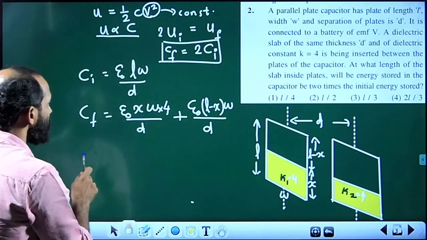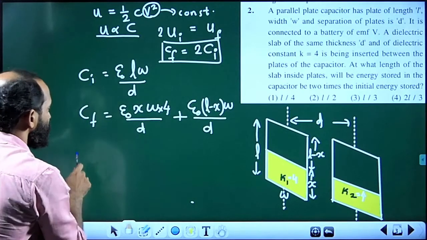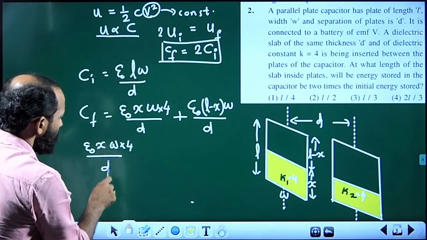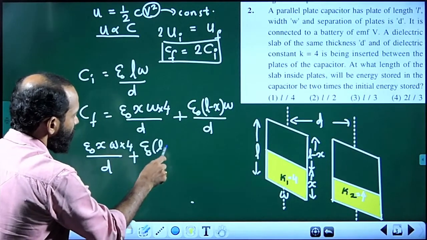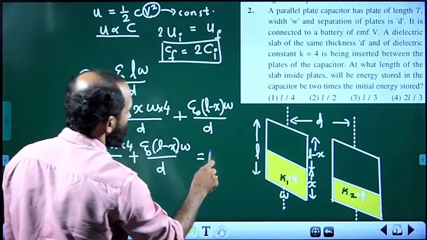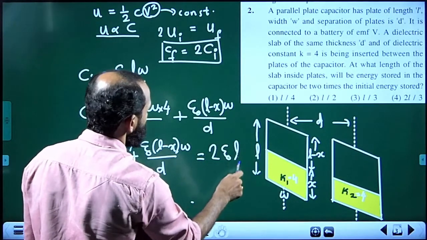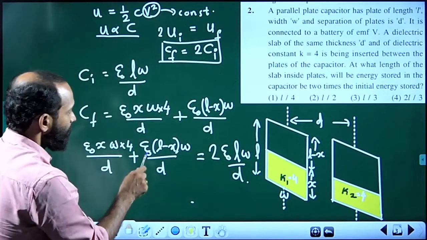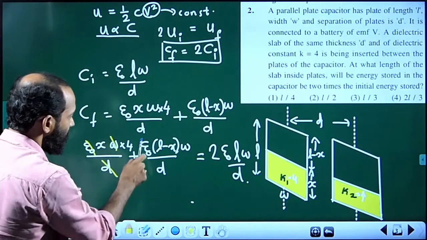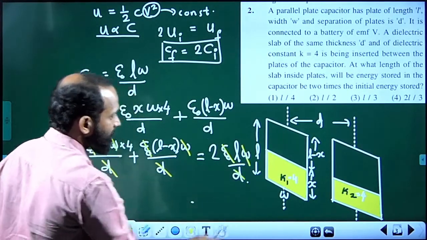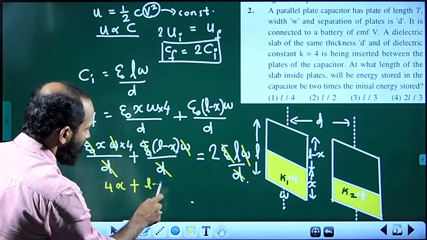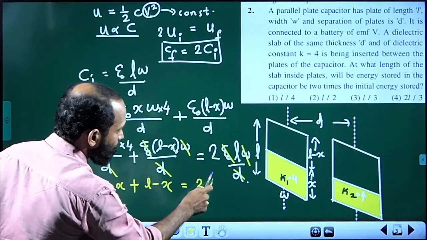Now it is given that this capacitance is equal to 2 times the initial one. That is epsilon 0 x W into 4 divided by D plus epsilon 0 into L minus x into W divided by D, equal to 2 times the initial capacitance, that is 2 times epsilon 0 LW divided by D. We know epsilon 0 W by D is a common factor in all, so epsilon 0 W by D cancels.